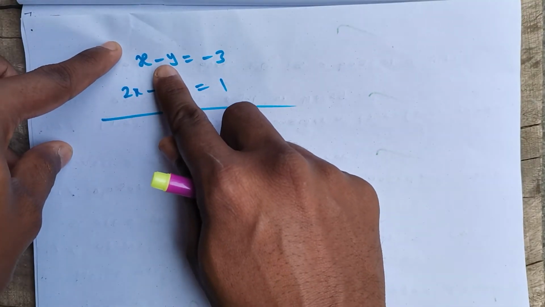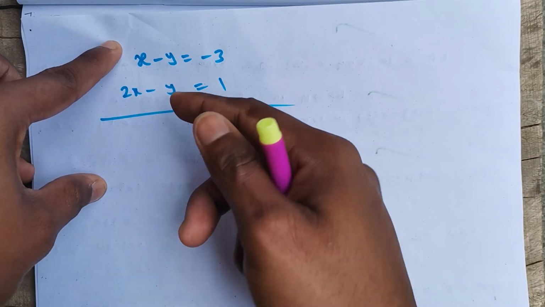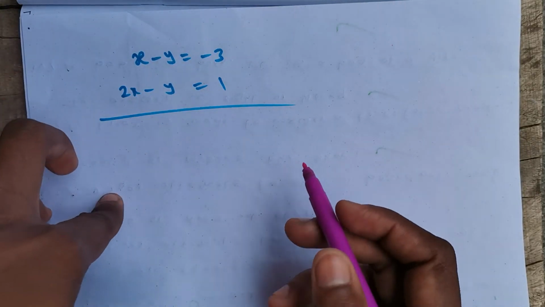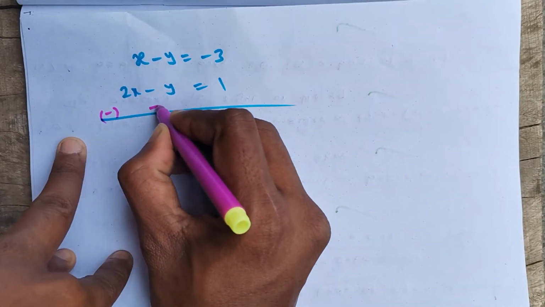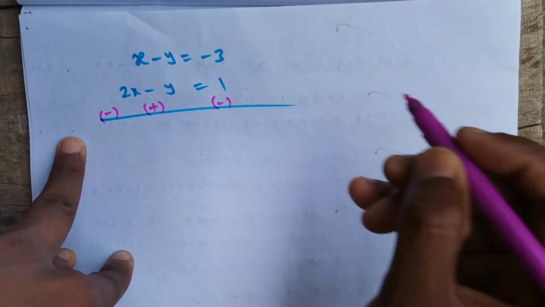So here subtraction only is there, here also subtraction is only there. So that's why I am going to do the subtraction again, subtracting both the equations. So this plus will become minus, here minus will become plus, plus will become minus.